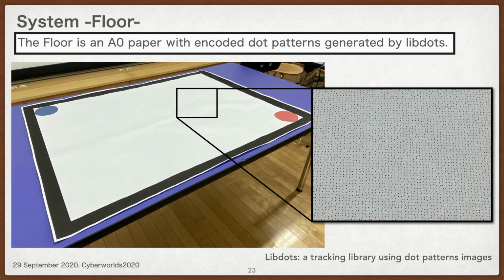Next, we will tell about the floor. In this workspace, we used an A0 paper as a floor. The encoded dot patterns are printed on the floor as shown in this image. The dot patterns are generated by libdot. Libdot is a programming library for tracking the resident position. We will explain the detail of the tracking library in the next slide.